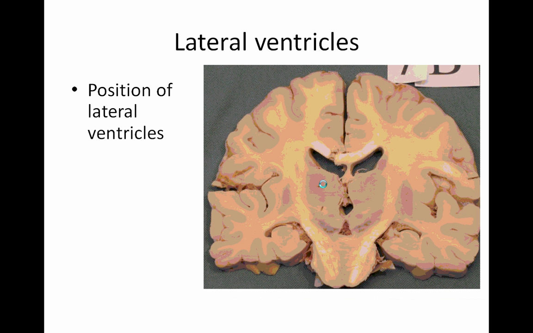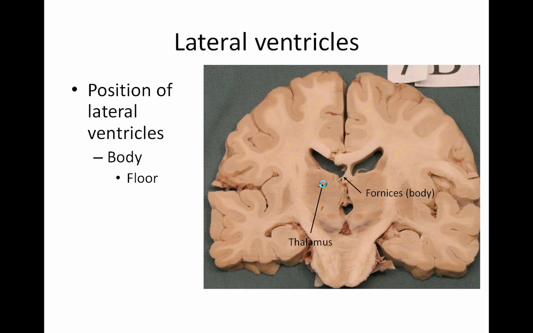If we move backwards now to the body of the lateral ventricle, we'll note that it has a floor formed by the thalamus, the lateral part of the upper surface of the thalamus. The floor also has in the medial part the bodies of the fornices. You also have a medial wall, which is once again formed by the septum pellucidum. You have a roof formed by the corpus callosum, and finally you have a lateral wall which is formed by the body of the caudate nucleus.